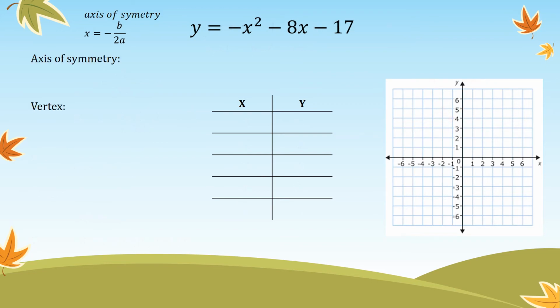Now, the only thing that's different about this one is that A is negative 1. Which means, because A is negative 1, we know that it's going to open downward.